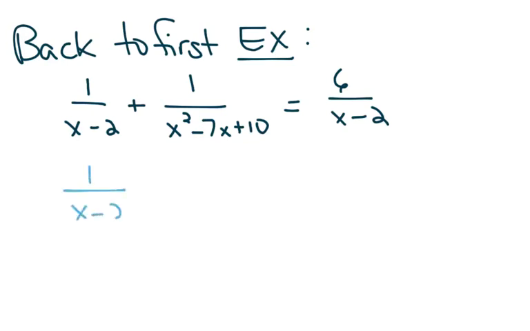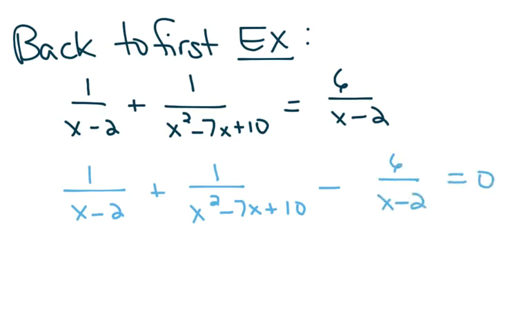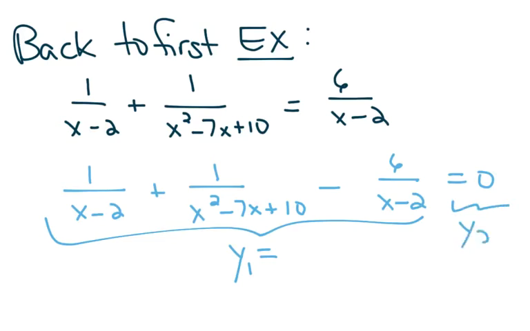So I'm going to do this little trick to make this problem a lot easier to solve. In order to make this equation equal to 0, all I'm going to do is subtract the 6 over x minus 2. And now it's equal to 0. So I'm going to graph this in y1 equals, and I'm going to graph this in y2 equals, and I'm going to determine where my graph hits the x-axis. That'll be my solution, just like we were doing with polynomials.